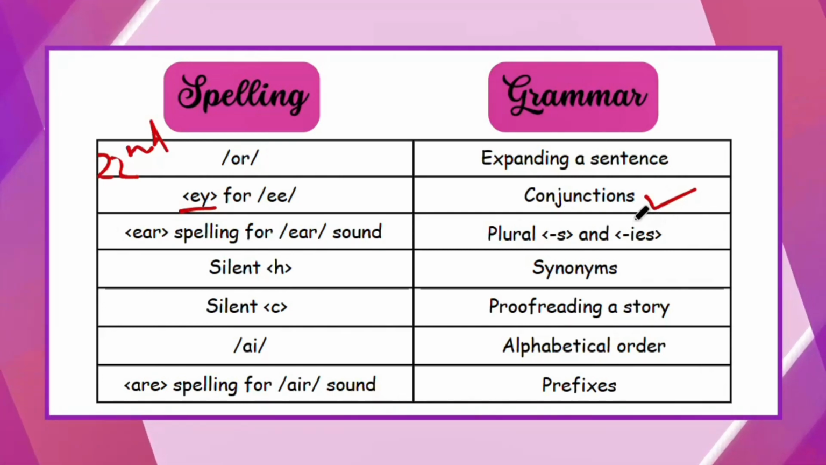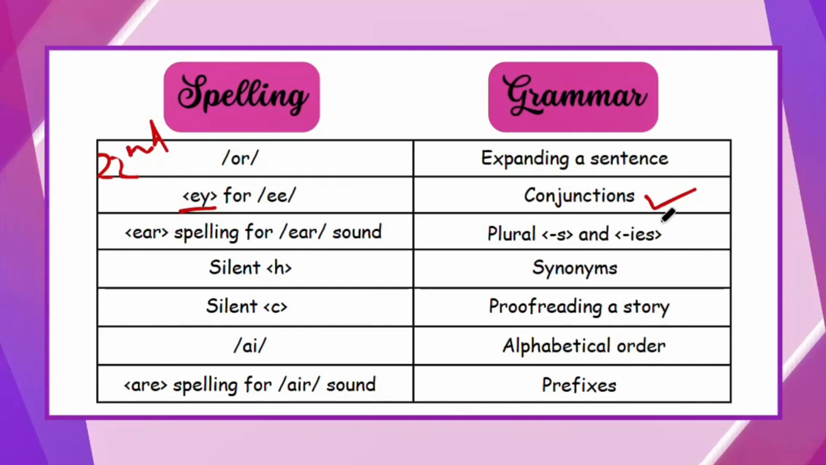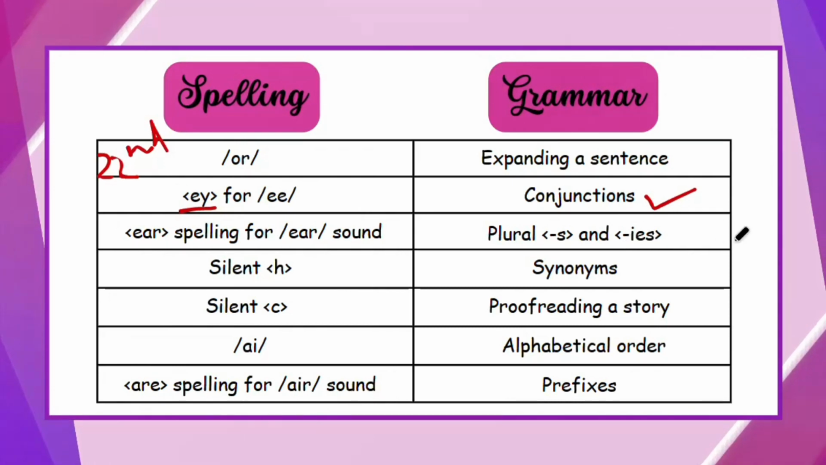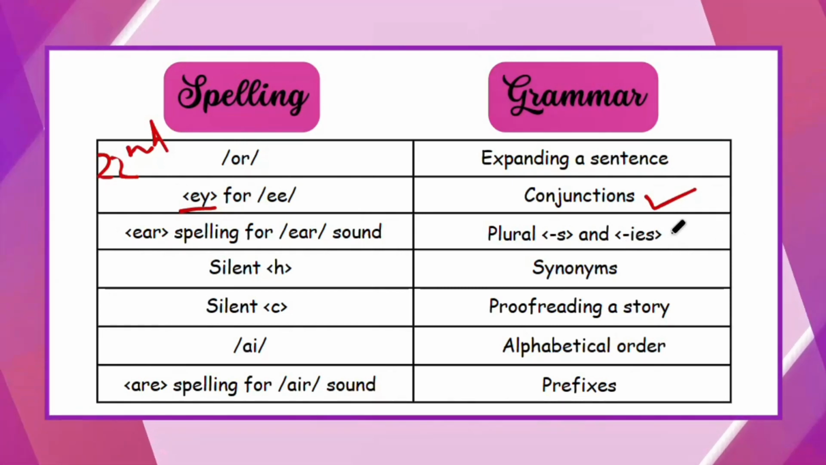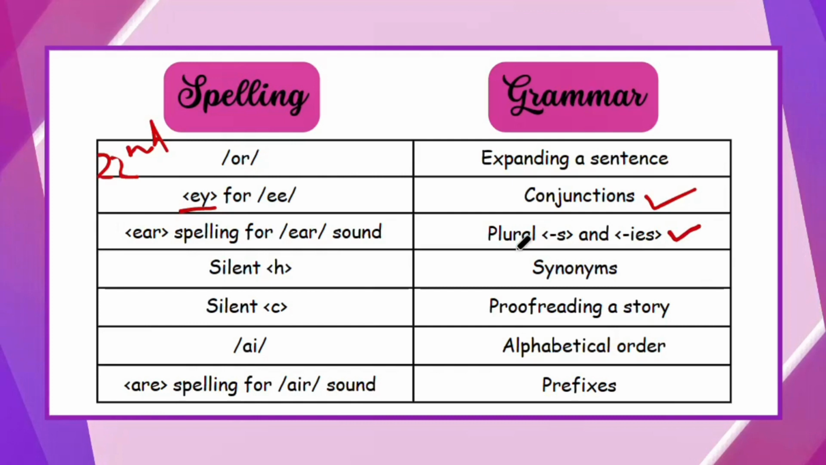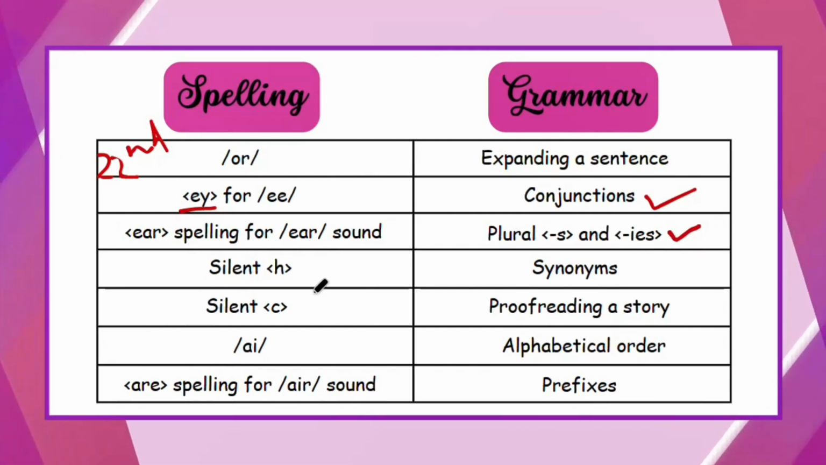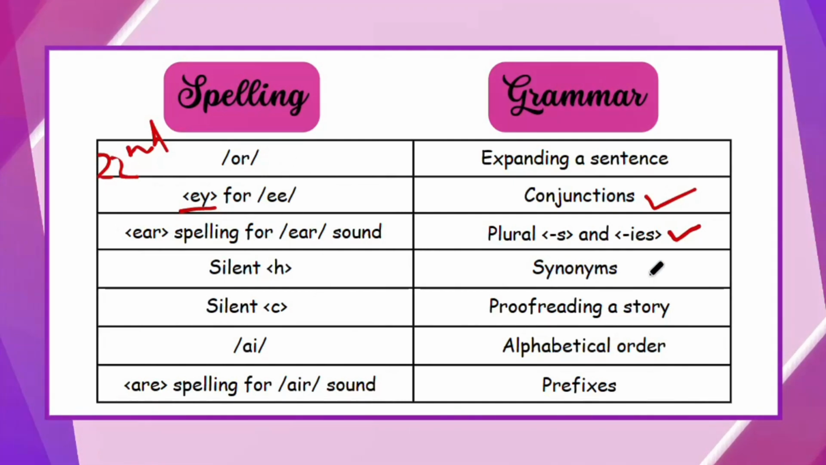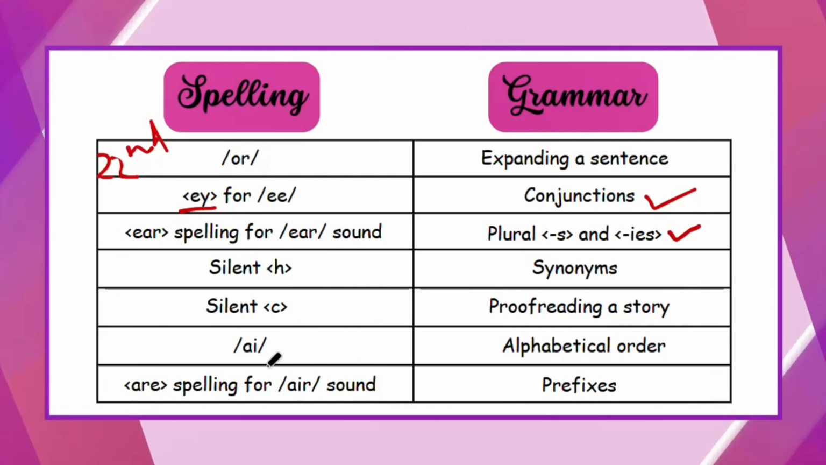It means that if the word is ending in Y, you need to check whether you will write IES or you will simply add S. So this is a spelling rule as well, and also the making plural of Y ending. Silent H words will be there in the spelling lesson and synonyms in grammar. Silent C words and proofreading a story. Long A sound and alphabetical order.